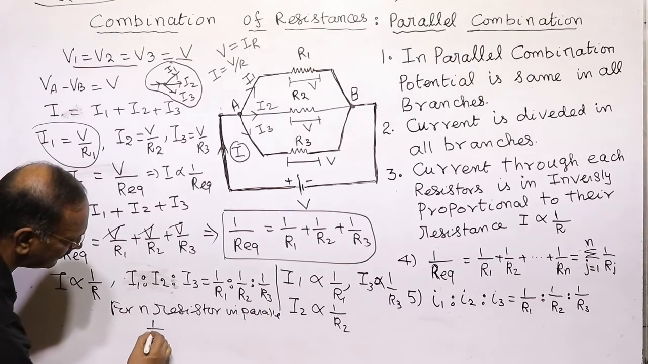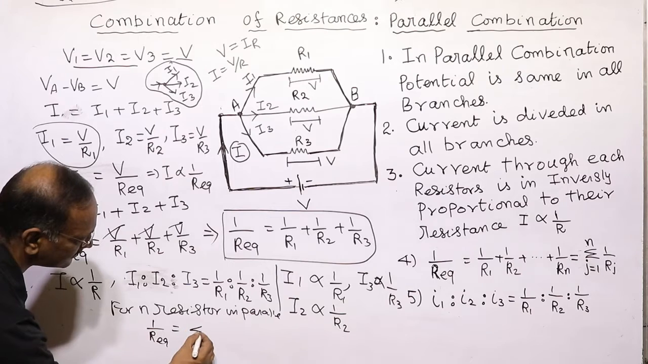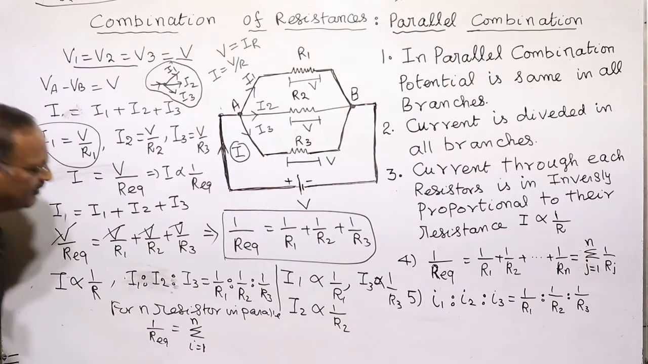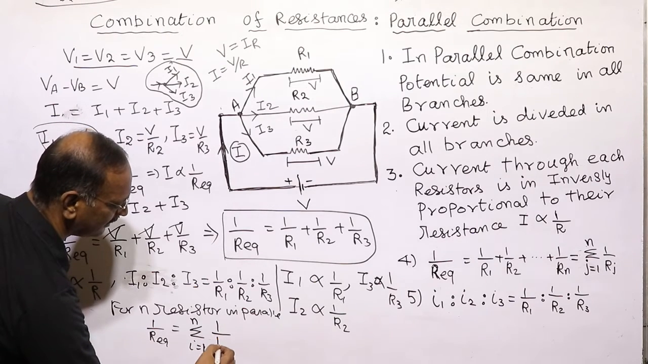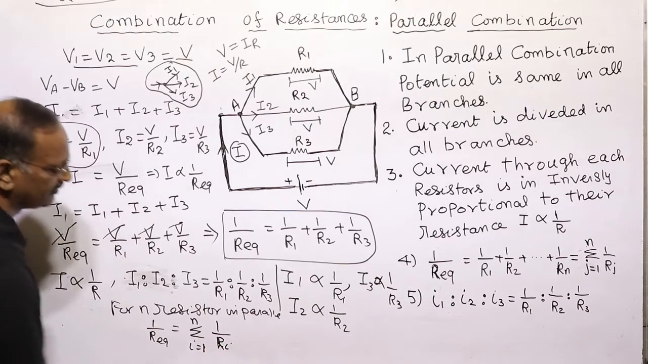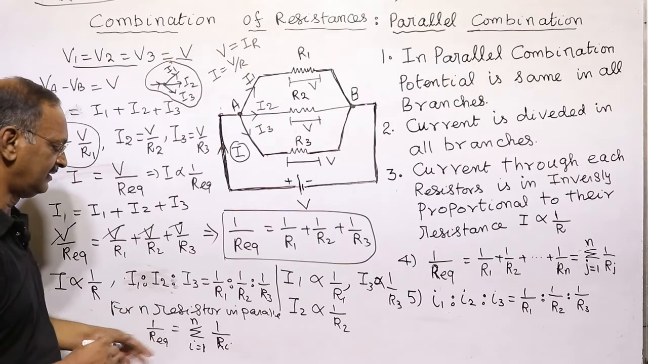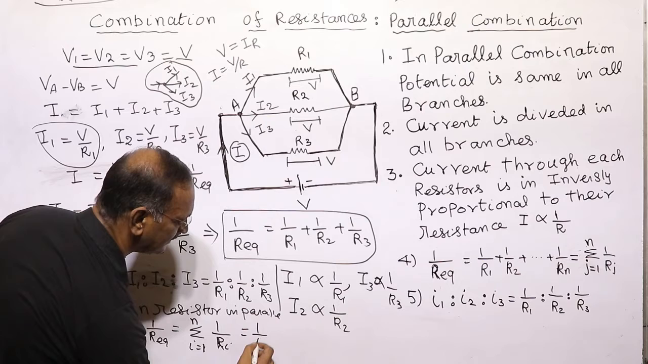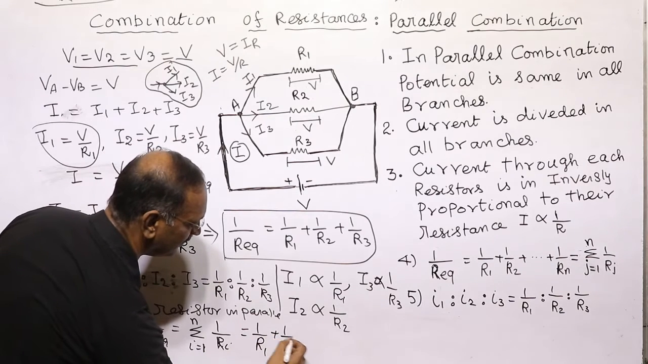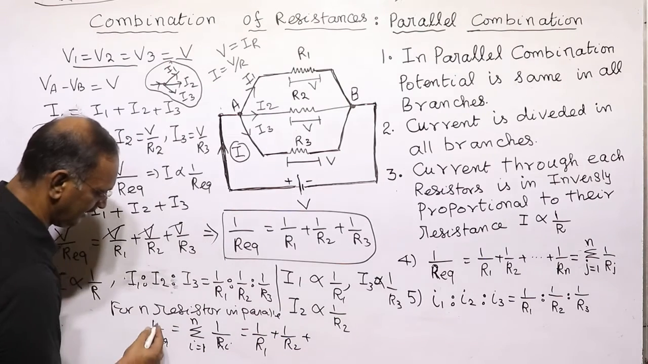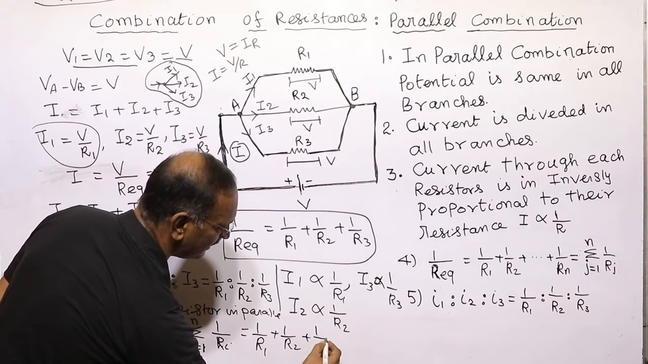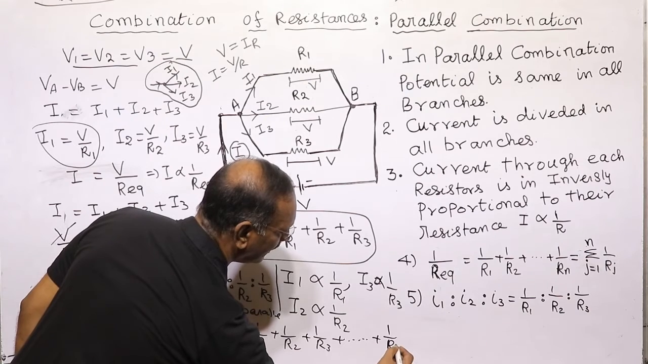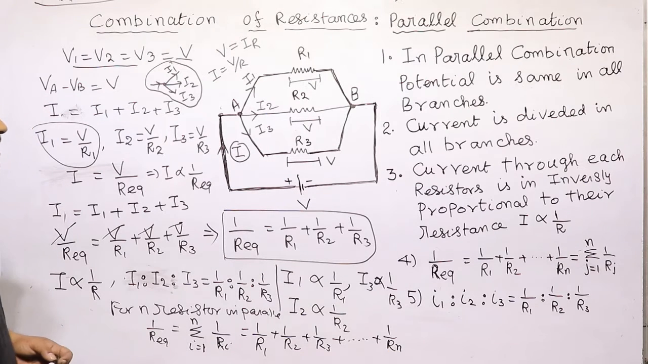So 1 by R equivalent is equal to the summation of i equals 1 to n of 1 by Ri. This is a mathematical symbol. For the first resistor, I put i equals 1, which is 1 by R1 plus 1 by R2 plus 1 by R3, and so on up to 1 by Rn. This is for n number of resistors.